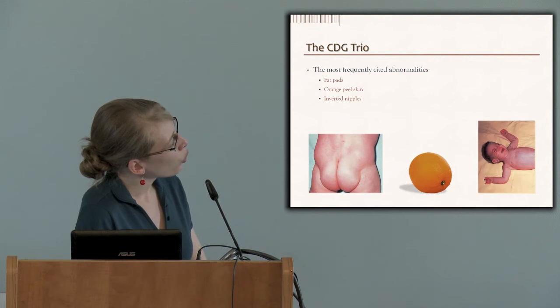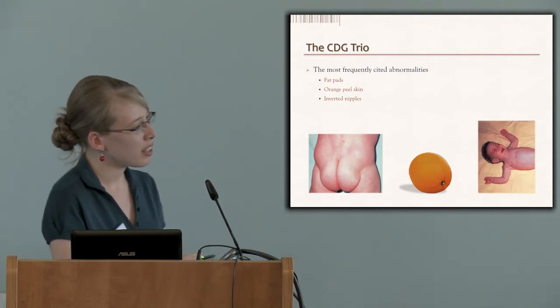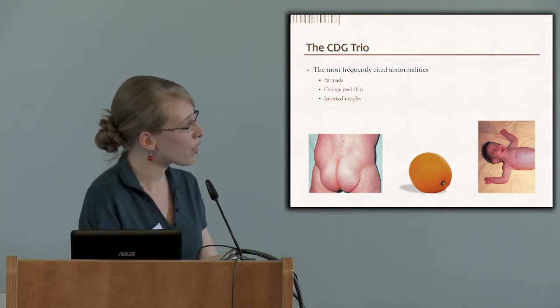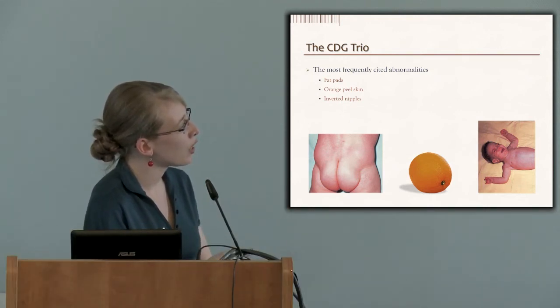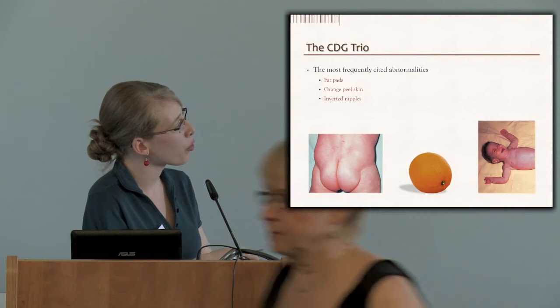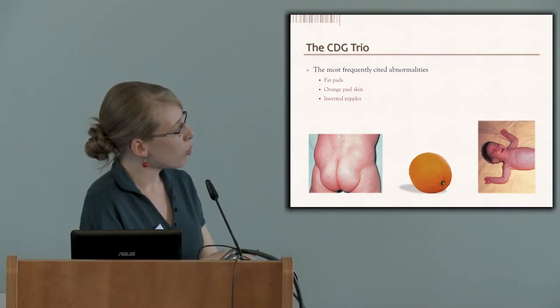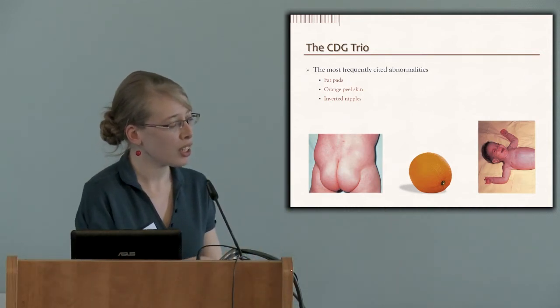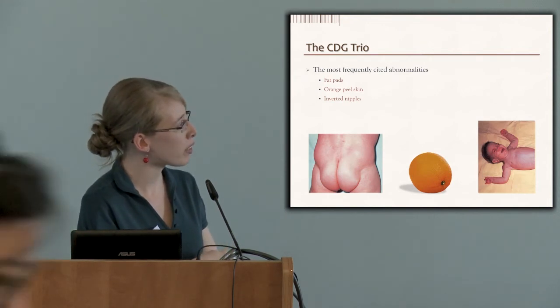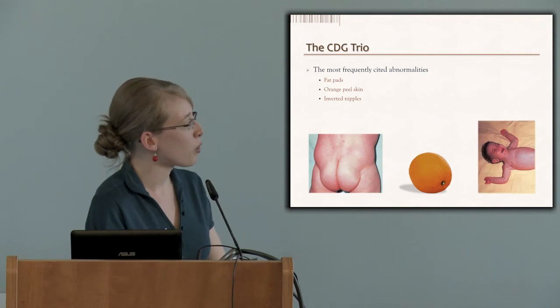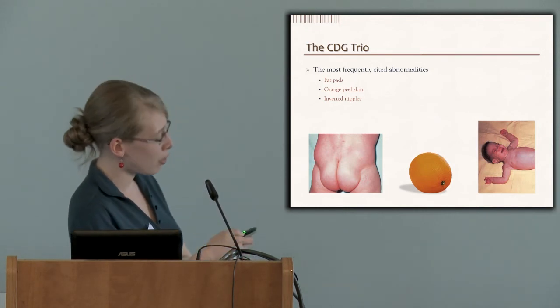The third fairly common manifestation in CDG is inverted nipples. It's not specific for CDG, because there are also a lot of syndromes that present with inverted nipples, and even in the healthy population we see that a lot of males and females have them. Literature says about 10% of females have inverted nipples without having any disease.